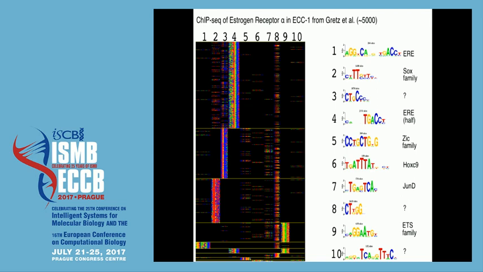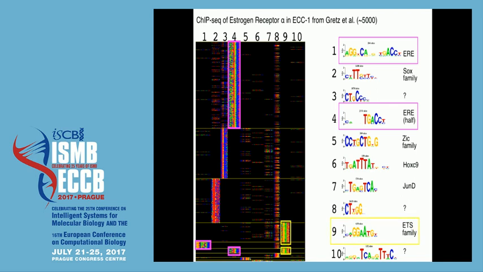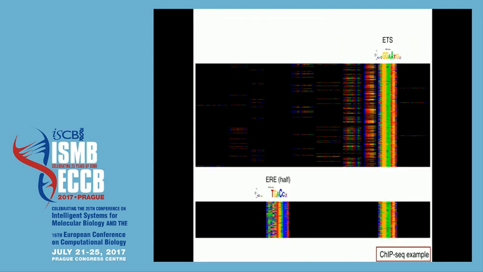And what was reassuring, of course, is that you do get the ERE. This is the full ERE site, and number 4 is the half site. We also find the ETS family motif, which is out here, but it comes in 2 different modules. If you look at the 2 modules separately, you see that it's either occurring with a half site, or it's occurring with all these sprinkles of other motifs, which, let me remind you, is all done de novo. No information about the motifs is given at all. So that probably indicates that even the tethering model has 2 different ways of being active.